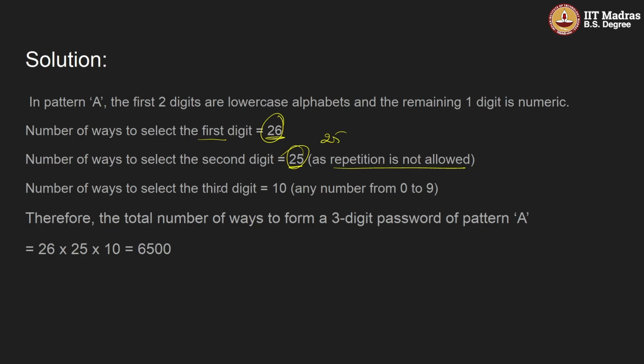The number of ways to select the third digit will be 10. We are considering numbers from 0 to 9, so there are 10 digits, so there are 10 ways to select the third digit. So the total number of ways to form a 3-digit password, applying the multiplication rule, we get 26 into 25 into 10, which is 6500. So this is our answer.